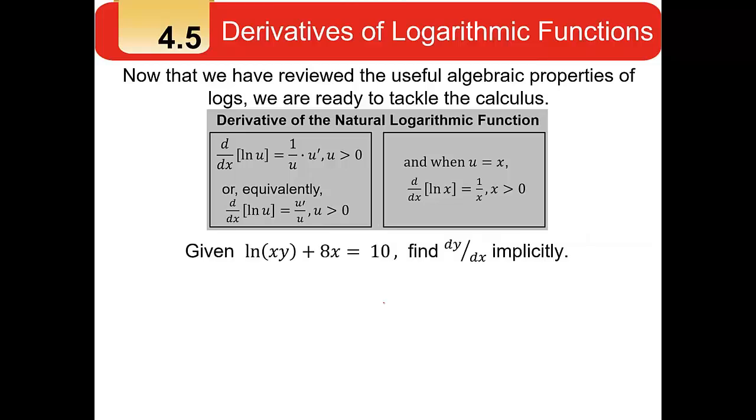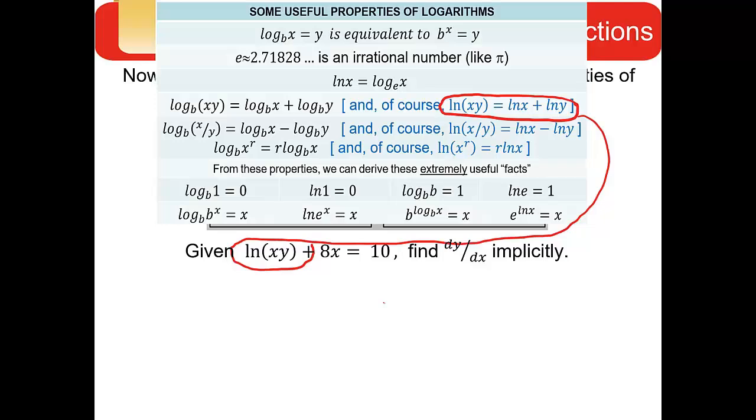Now this same process can work with implicit differentiation. All the old stuff still follows forward. So in this problem, we've got a logarithmic expression as part of an implicit differentiation problem. So it says, given the natural log of the product of x and y plus 8x equals 10, find dy over dx implicitly. Well, I know the log of a product can be written as a sum, and that's been helpful in past problems we've dealt with these logarithms and taking derivatives. I'm going to do it again. I'm going to write the log of x times y as being the natural log of x plus the natural log of y. And of course, the plus 8x equals 10 is still there.